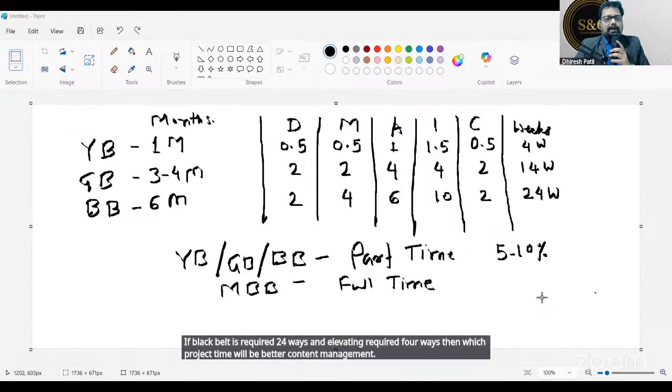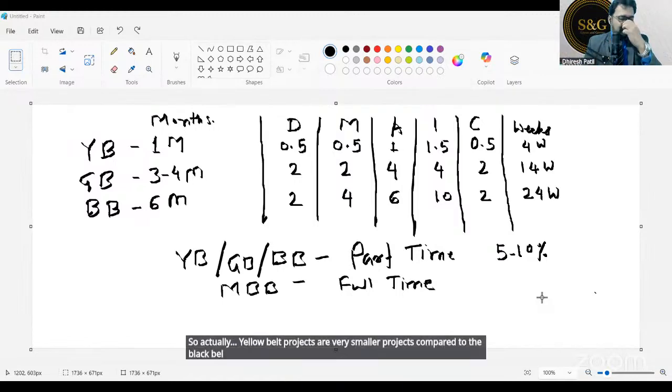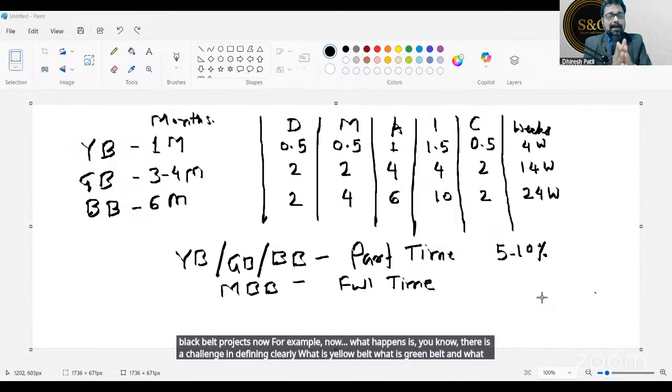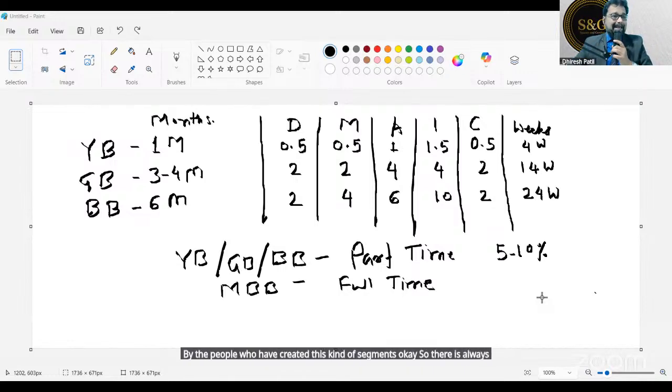So actually, yellow belt projects are very small projects compared to the black belt projects. Now, there is a challenge in defining clearly what is yellow belt, what is green belt, and what is black belt, because that is not even defined by the people who have created these kinds of segments. So there is always some kind of gray area over here.